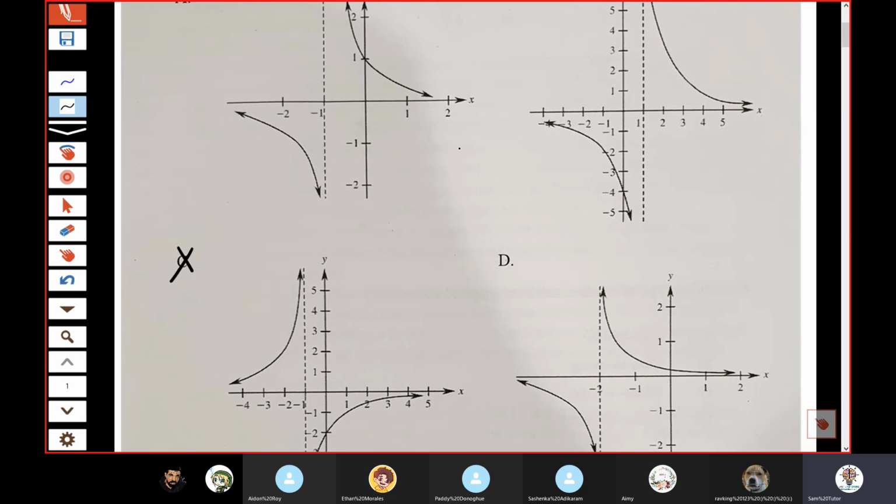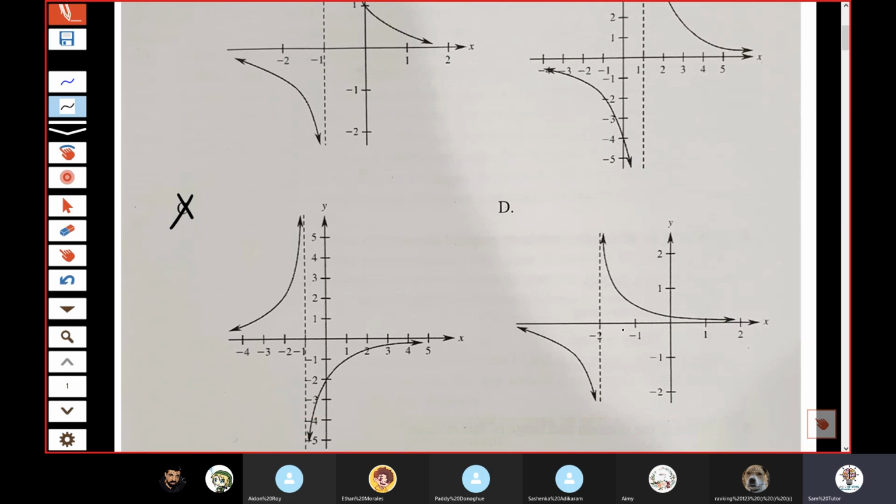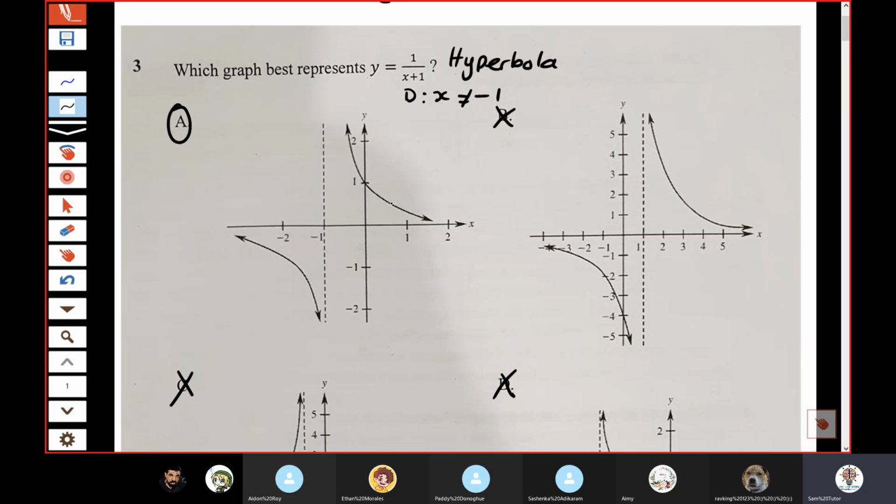That's a negative hyperbola. Then, if it's x plus 1, you know the domain is everything except x being negative 1, because if x was negative 1, negative 1 plus 1 is 0, you can't have 0 in the denominator. So now you know the asymptote is at x equals negative 1, which looks like it's at positive 1, so that's wrong. That is at negative 2, that's definitely wrong. So the answer can only be A.